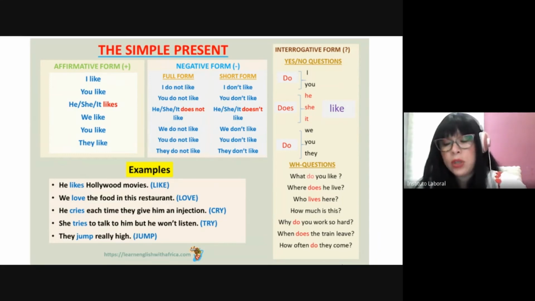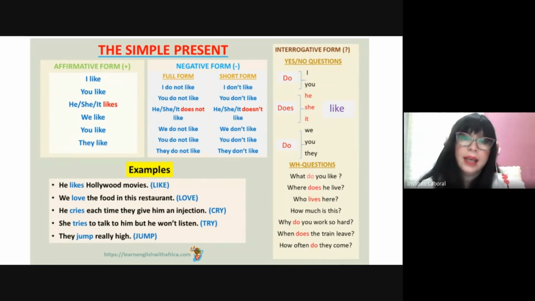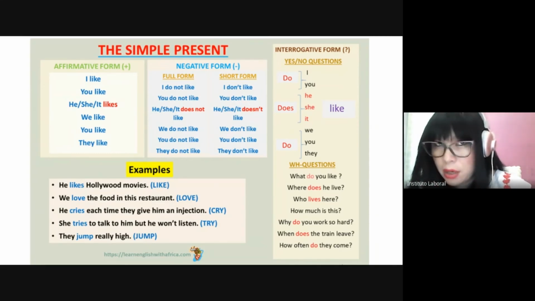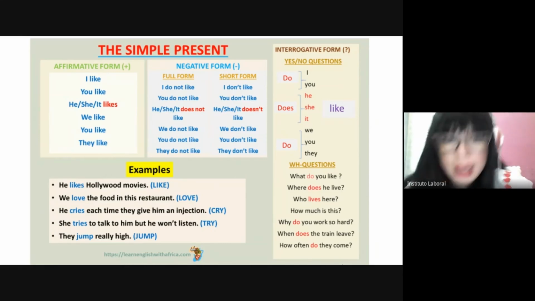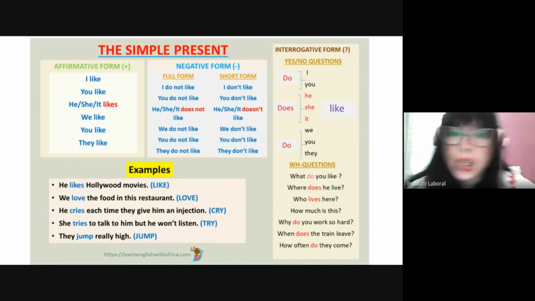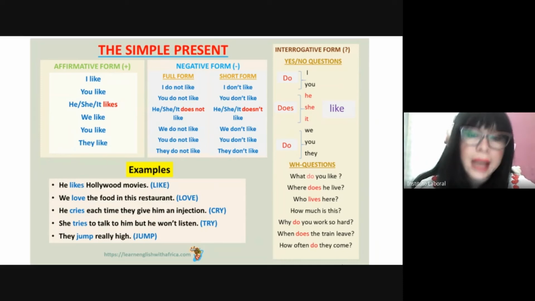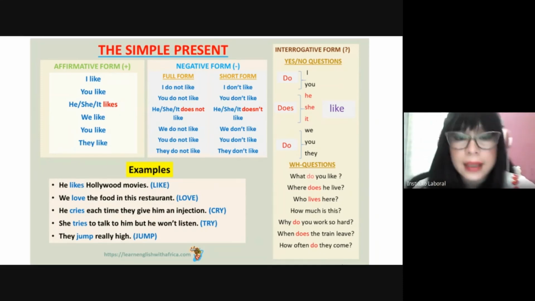In the negative, we use the modal auxiliar does or do. Tenemos que I do not like. Podríamos también decirlo en forma de contracción o en forma corta. I don't like. You do not like. You don't like. He, she, or it doesn't like or does not like. We do not like. We don't like. You do not like. You don't like. They do not like. They don't like.